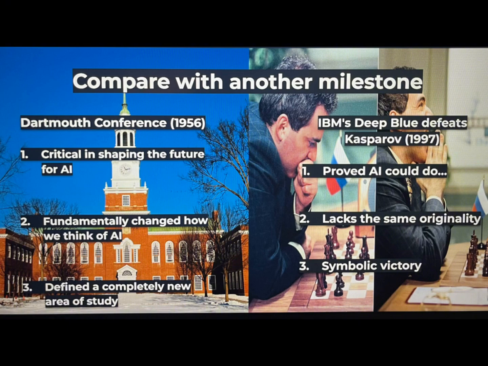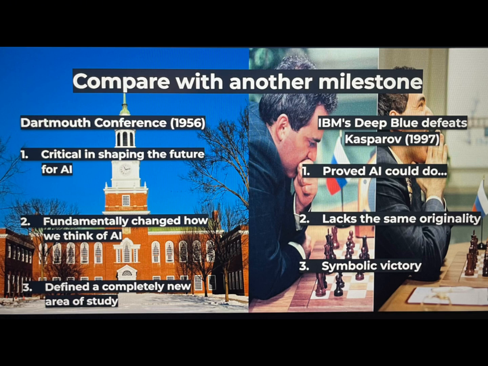And the reason for this is that IBM defeating Kasparov proved what we basically already knew AI could do by that time. We knew that it had thousands and millions of games of chess memorized and was going to be able to easily defeat Kasparov, even though Kasparov believed he would win. And it lacks the same originality that the Dartmouth Conference had, and it's also more of a symbolic victory: the AI was able to defeat one of the best chess masters. It was a Russian chess master. It was good for American politics. It was more of a symbolic, circus kind of game.